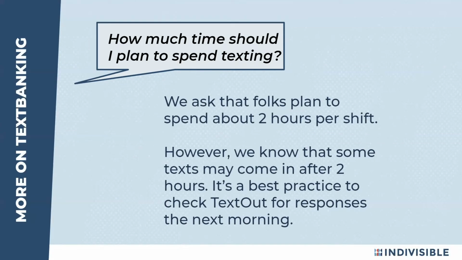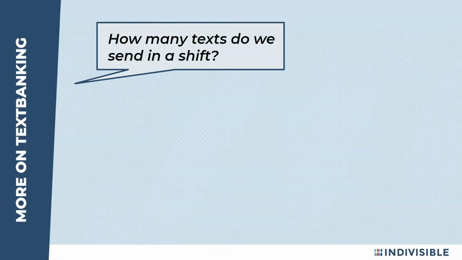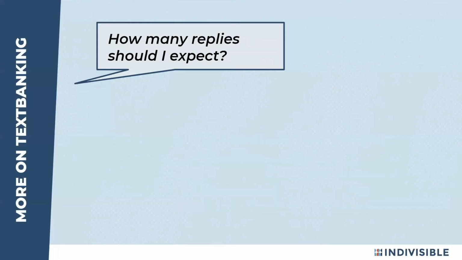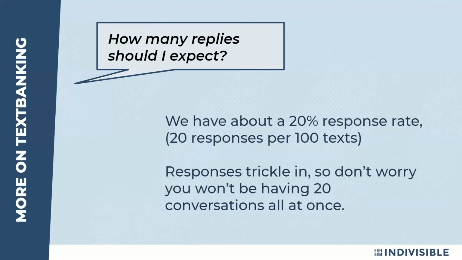When you're starting out with the program, you'll receive texts in batches of 100 or 200 at a time. But over the course of your shift, you'll be able to send on average at least several hundred text messages. And as you send more texts with us and improve your skills, you'll be able to send more text messages per batch. On average, our programs have about a 20% response rate. That means that for every 100 text messages you send out, you can expect about 20 responses. Responses won't come in all at once though, they'll trickle in over time, so don't worry about having to hold multiple conversations all at once.